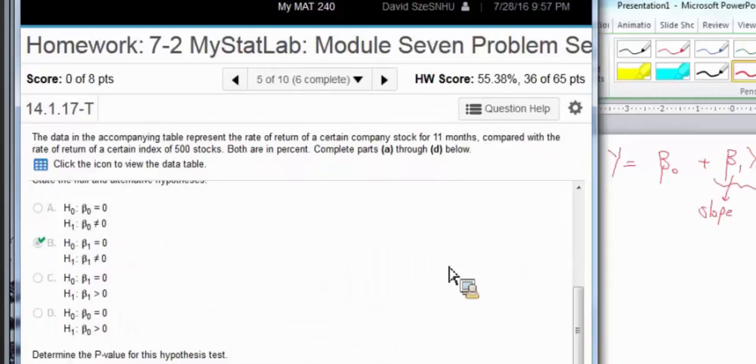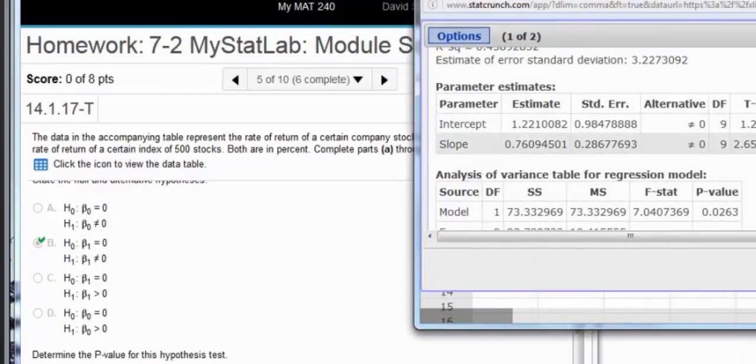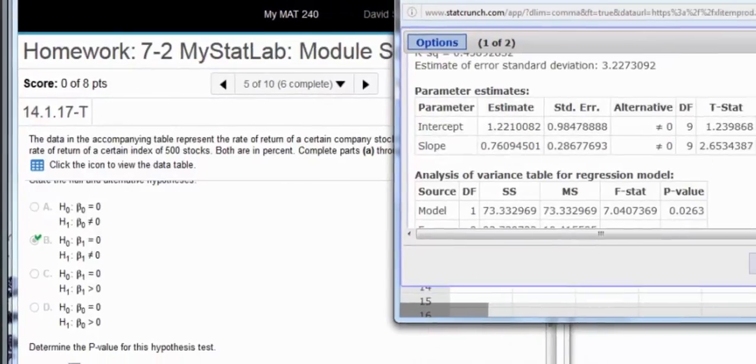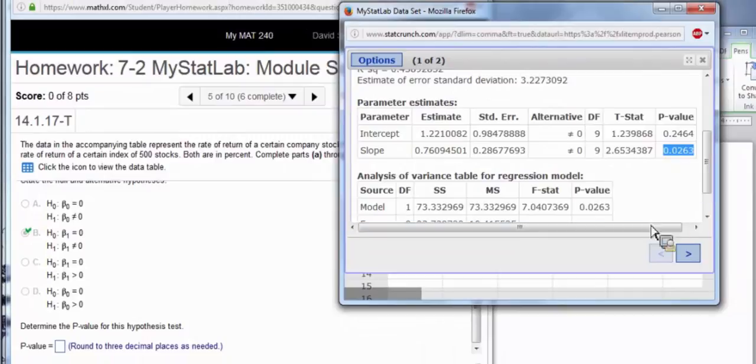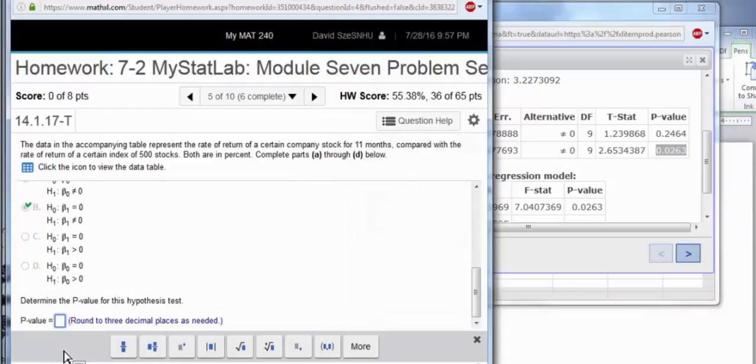Determine the p-value. Okay, let me look. Well, that's easy enough, right? All we have to do is to look at the p-value for the slope, 0.263. I'd mentioned the analysis of variance. You see the p-value for the analysis of variance is exactly the same. So we don't really have to look at that for simple linear regression. So 0.26 is the p-value.